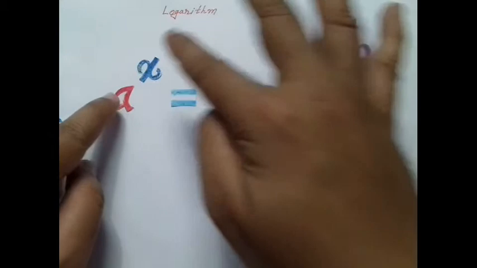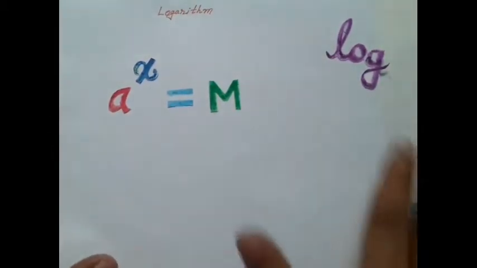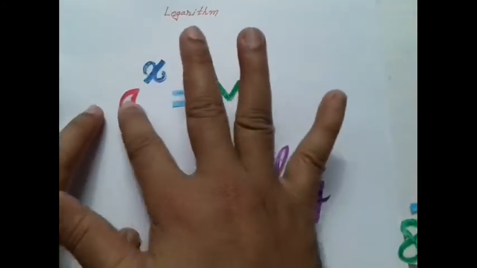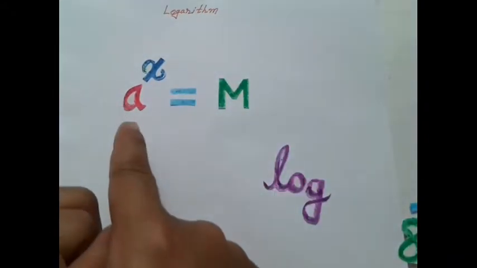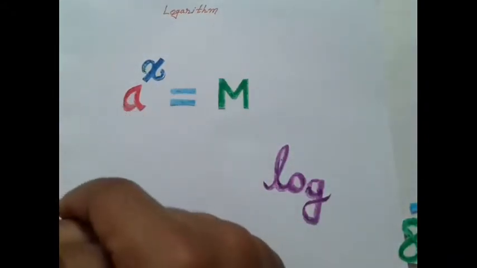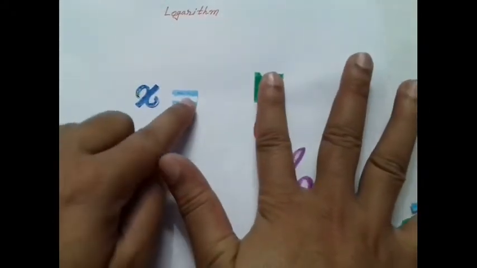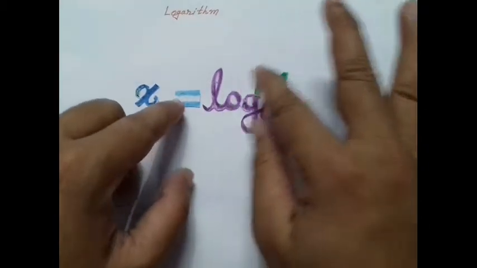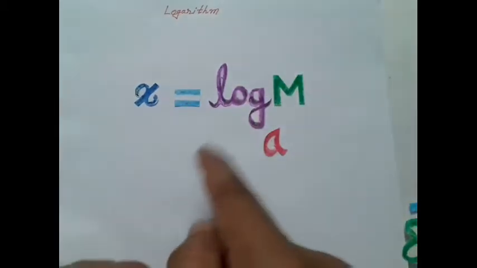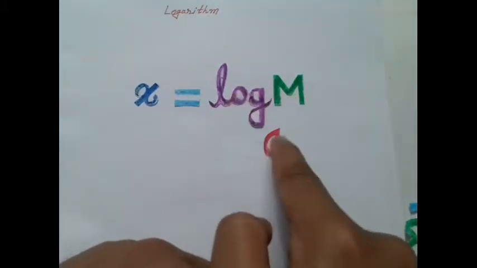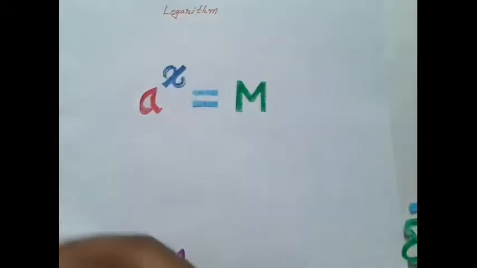So in general we can say that if we have a to the power x equals m, that time x is the power and a is the base, where from the definition we get that a is greater than 0, m is greater than 0, and a not equal to 1. Then x, the power, can be written in terms of m and a as x equals log m to the base a, logarithm of m to the base a.